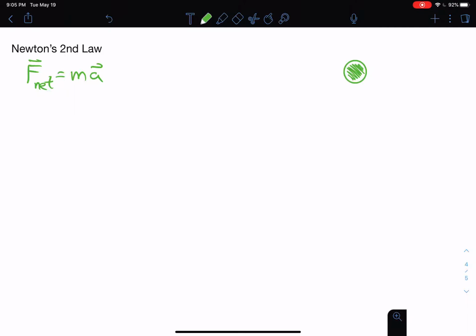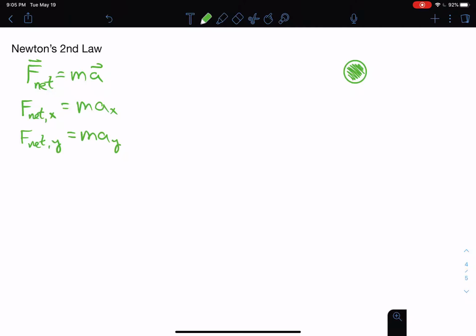This is a vector equation, so of course we would write it like this. We'd say the x component of the net force equals the mass times the x component of the acceleration, and we would also do the same thing for the y component. So there you go, that's Newton's second law.